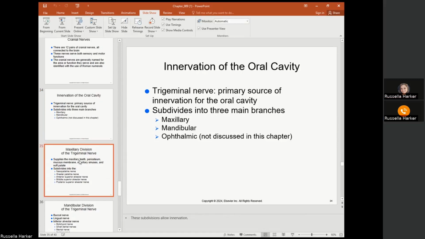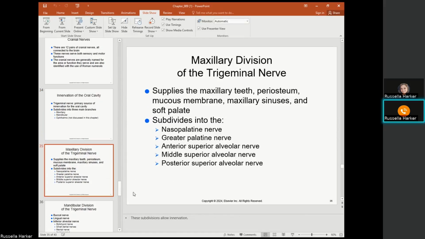The maxillary division of the trigeminal nerve supplies the maxillary teeth, the periosteum, mucous membrane, maxillary sinuses, and the soft palate. So it's going to subdivide into the nasopalatine nerve, the greater palatine nerve, anterior superior alveolar nerve, middle superior alveolar nerve, and posterior superior alveolar nerve. If you take note, this is a maxillary division. Any of them that have superior in them are going to be a maxillary nerve because it is on the top.